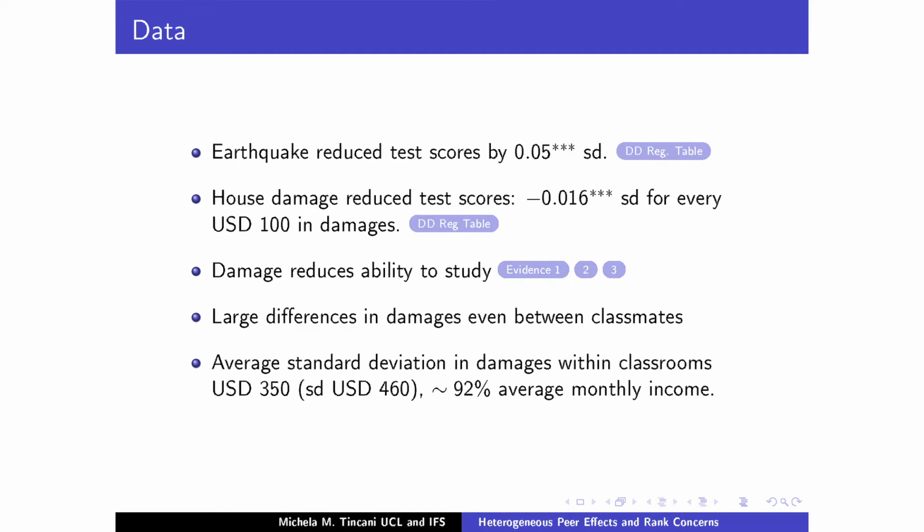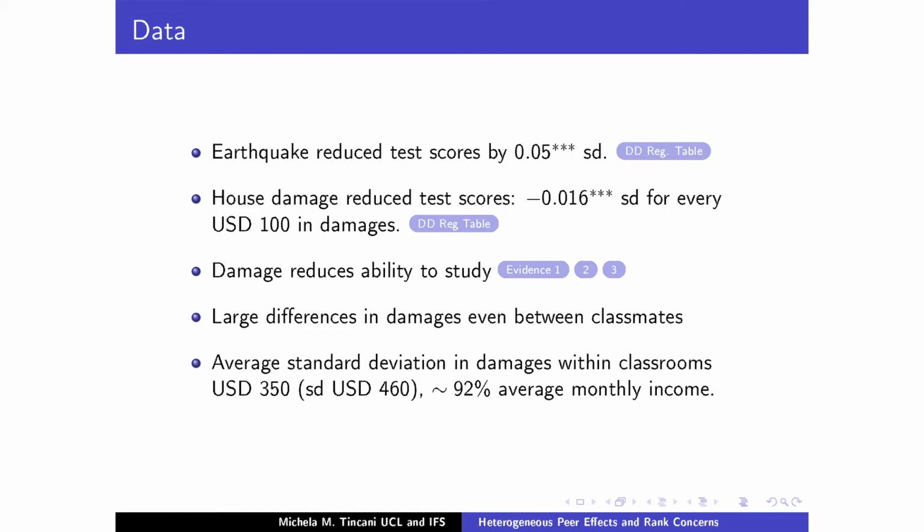Because we've seen people were affected differently. And the answer is yes. And I compute that for every extra $100 US in damages, test scores reduced by 1.6% of a standard deviation. So that 5% is actually an average.